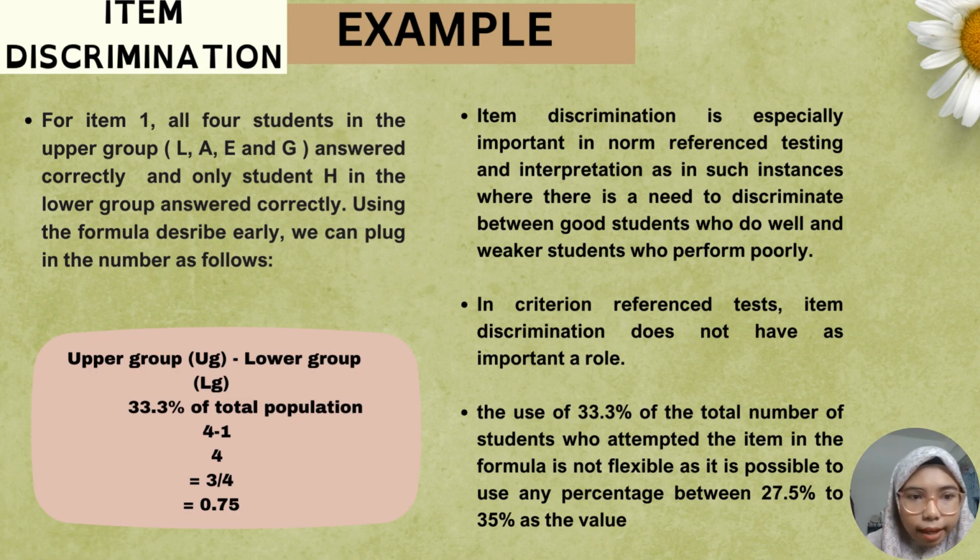Let's see the next slide. For item 1, all 4 students in the upper group, L, A, E, and G, answer correctly, while only student H in the lower group answers correctly. Using the formula described earlier, we can plug in the numbers as follows.